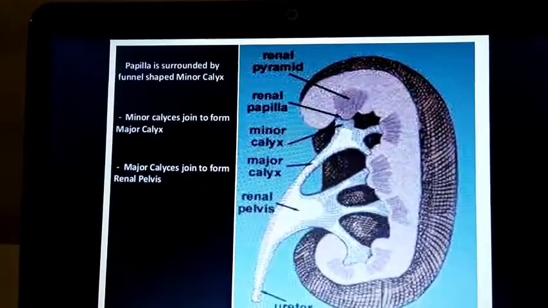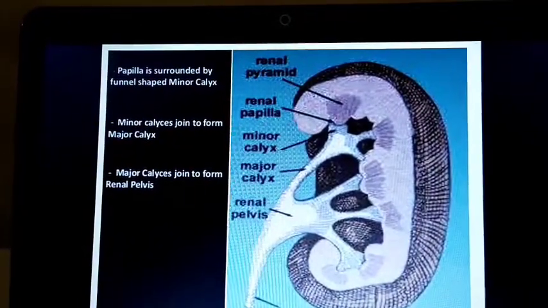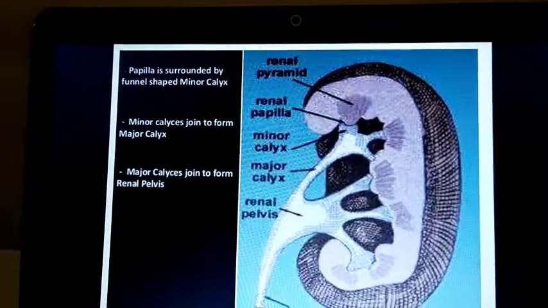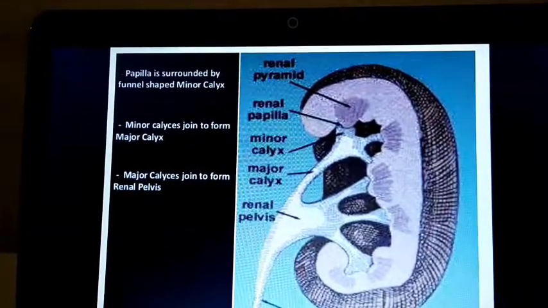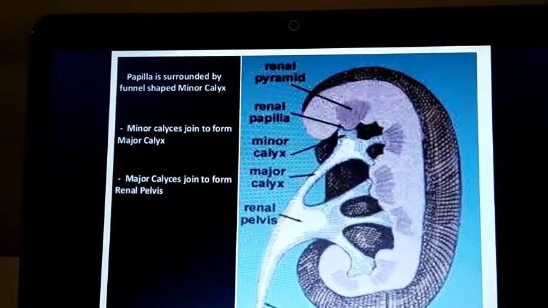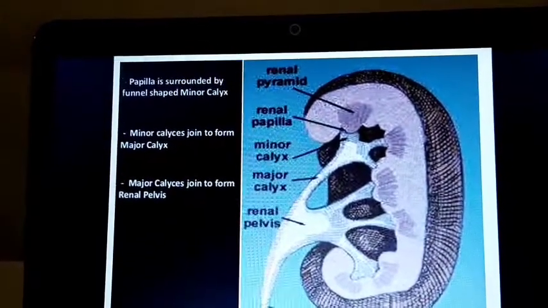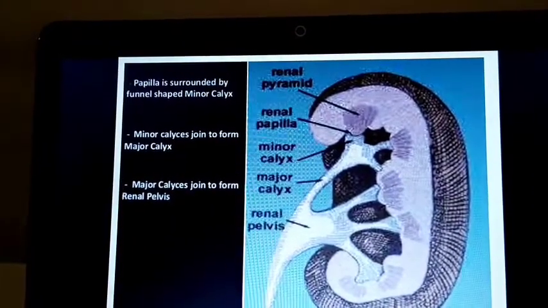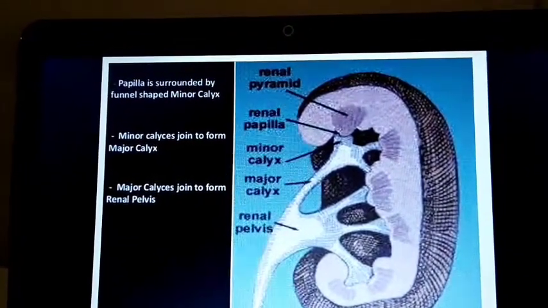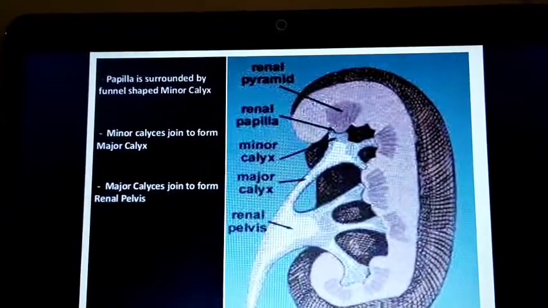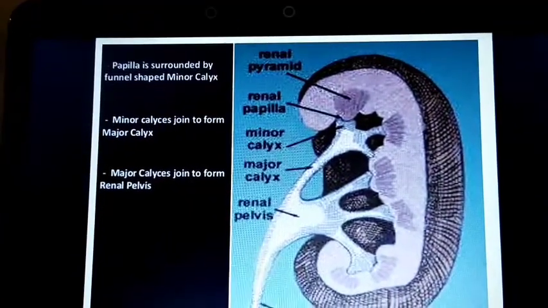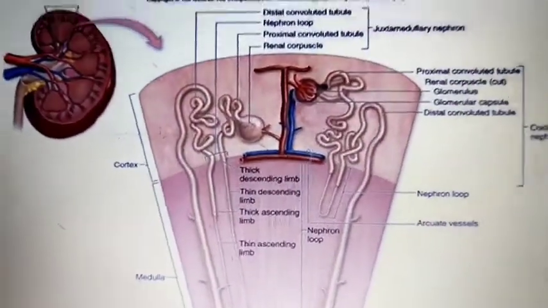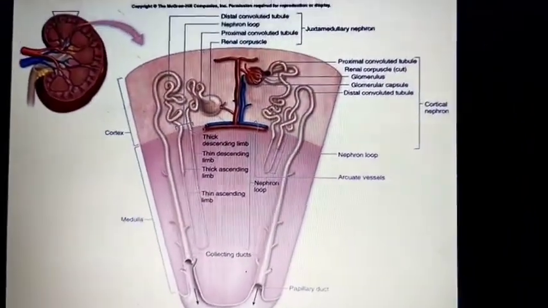And the renal papillae is where the apex of the pyramid is, and that renal papillae opens into the minor calyx. The papillae is surrounded by the funnel shaped minor calyx. The minor calyxes join to form the major calyx. The major calyxes join to form the renal pelvis. This whole thing is the renal pyramid.